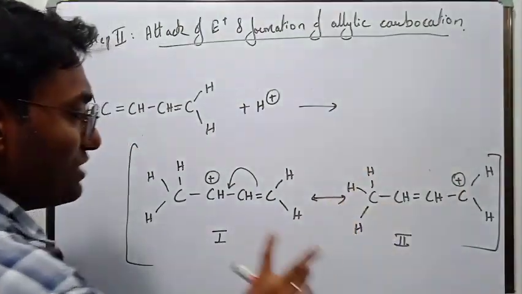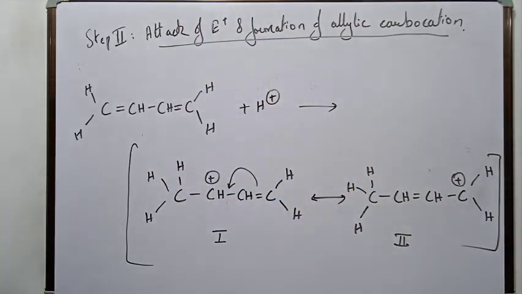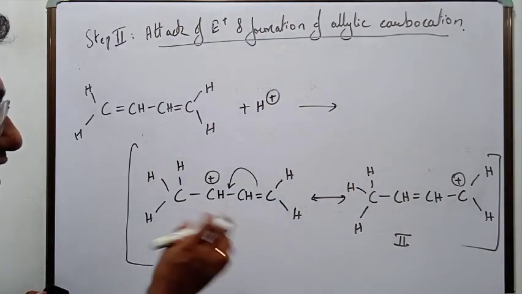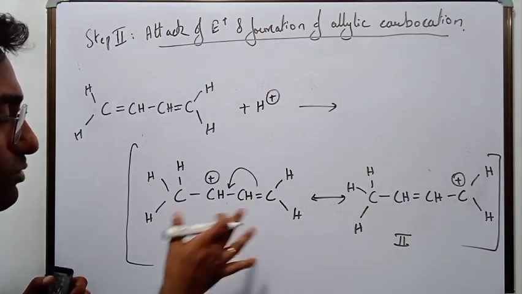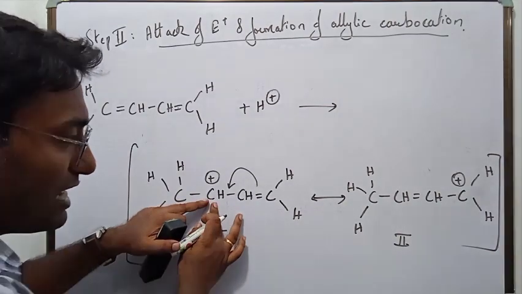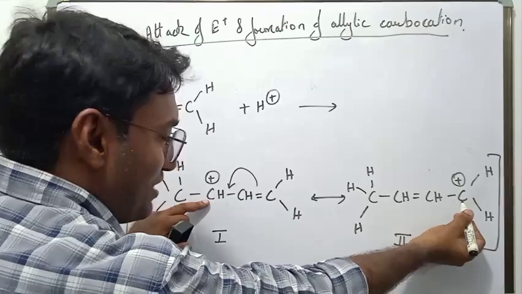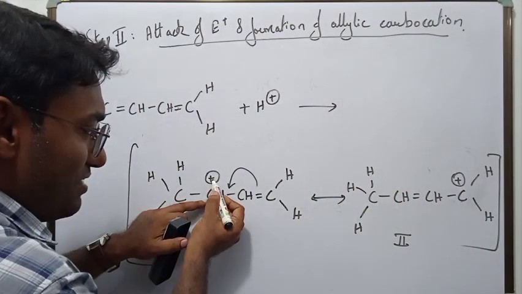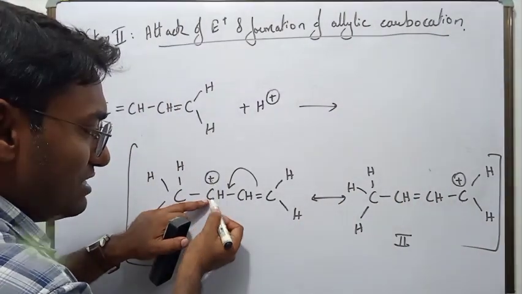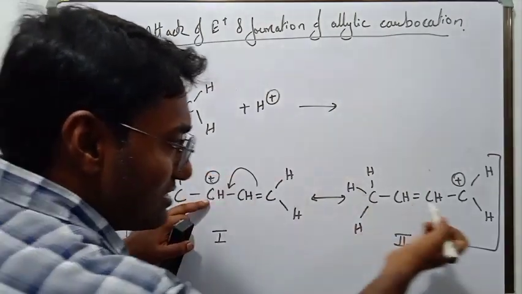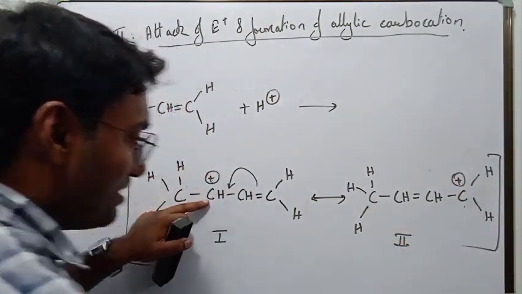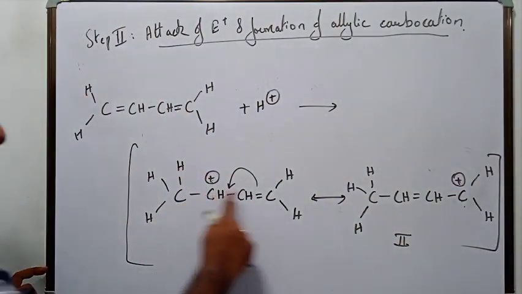So there are two options. There are two allylic carbocations here. This is also an allylic carbon. This is also an allylic carbon. In the first structure, the positive sign is on this carbon. In the second structure, the positive sign is on the fourth carbon. Right? This is on the second carbon, this is on the fourth carbon.